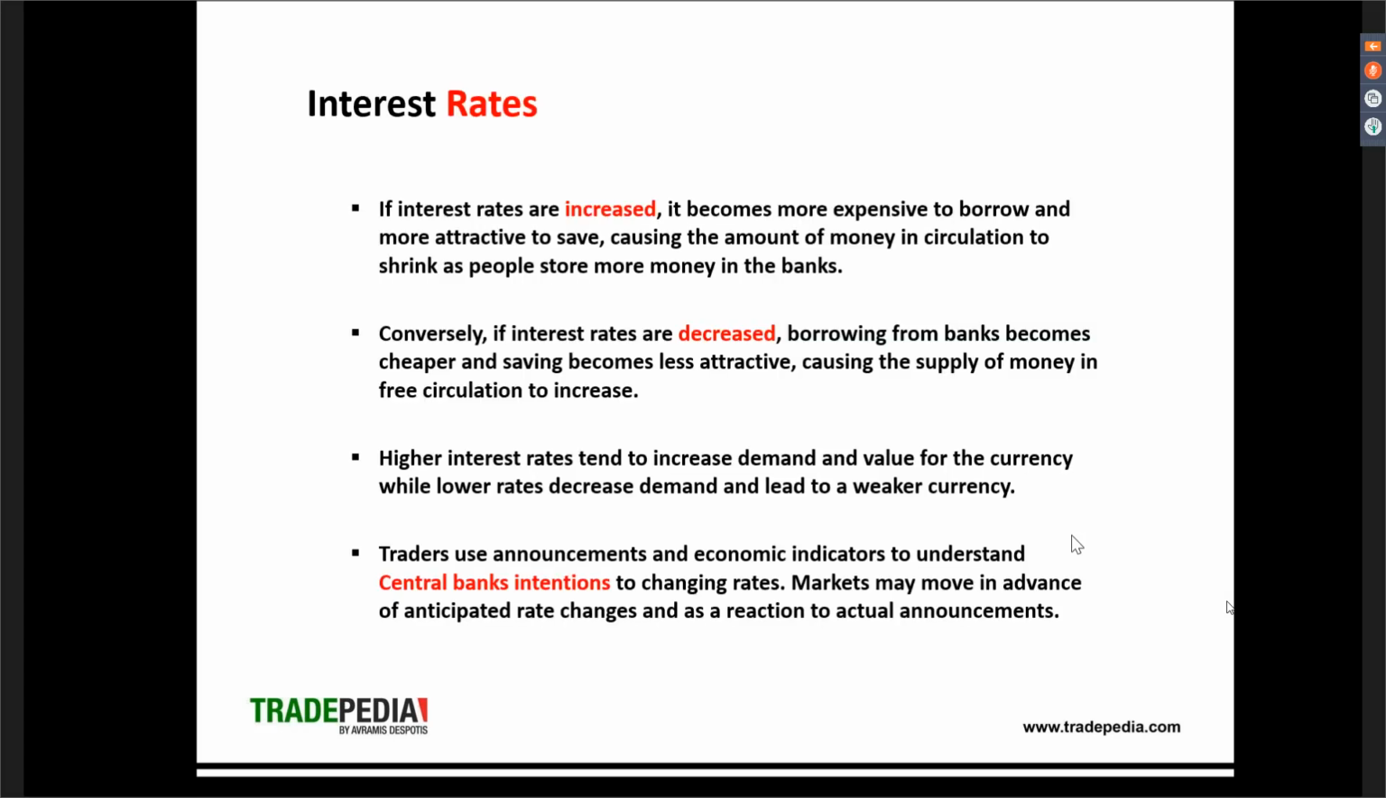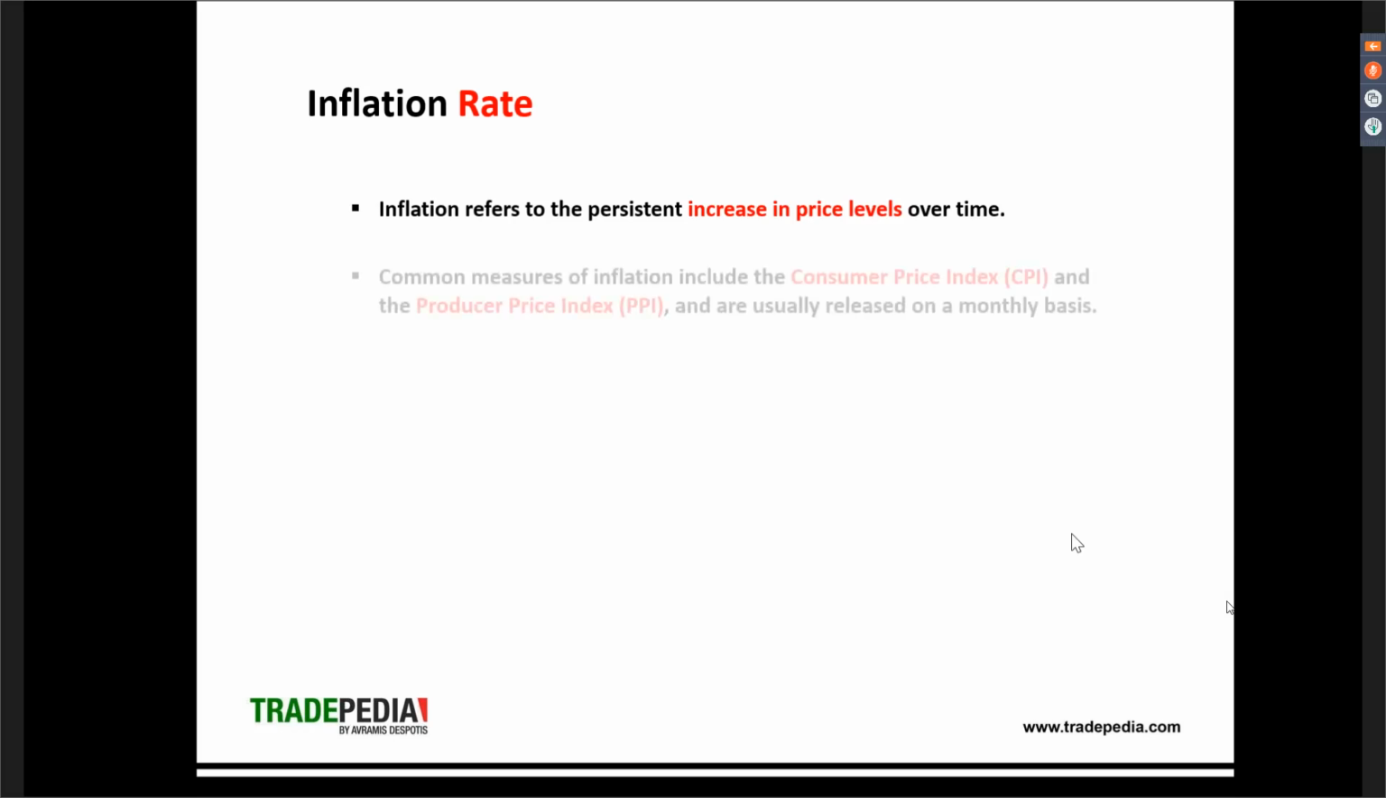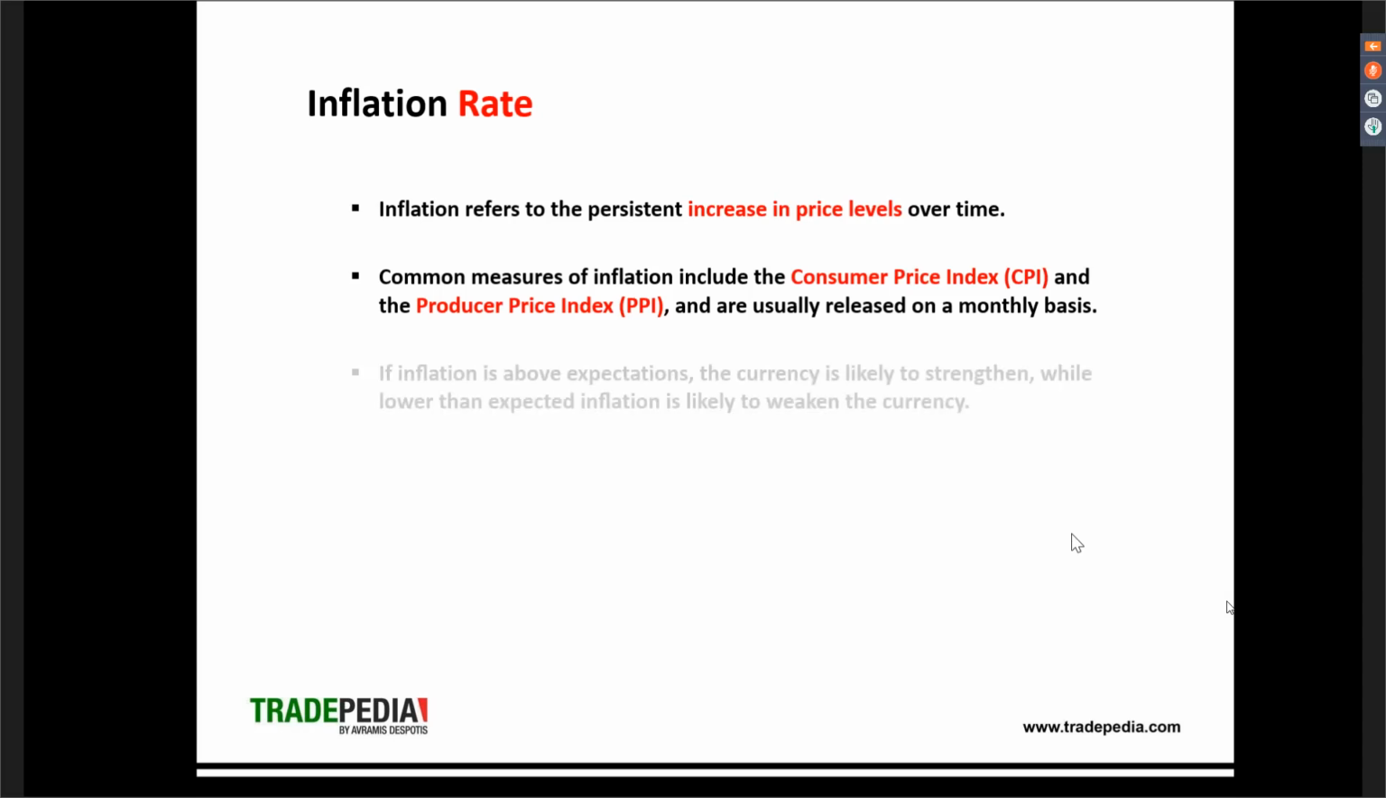So, interest rate, very important for the long term. Now, as we said, what are two factors that may affect the central bank's intentions about what to do with the actual interest rate? It is the growth levels and inflation. So if we take a look at inflation rate, what is inflation? Inflation refers to the persistent increase in price levels over time for the same quality product. Common measures of inflation include the consumer price index, known as the CPI, and the producer price index, known as the PPI. And they're usually released on a monthly basis.